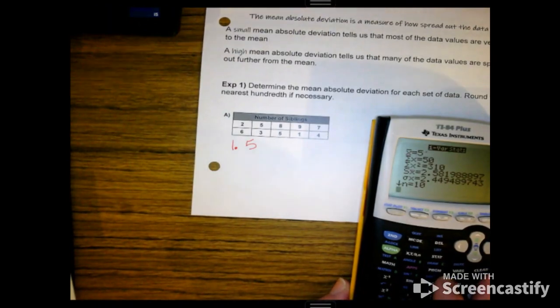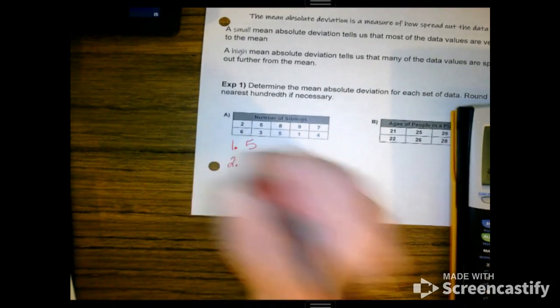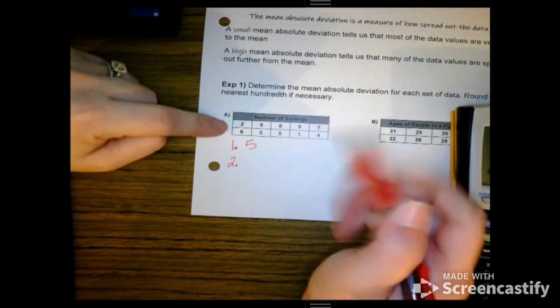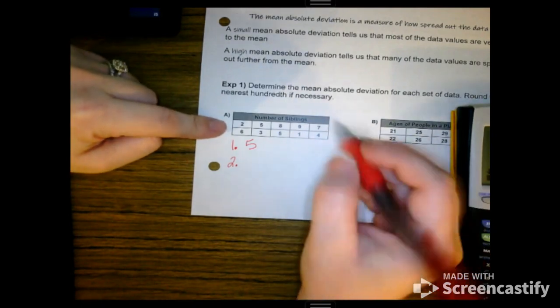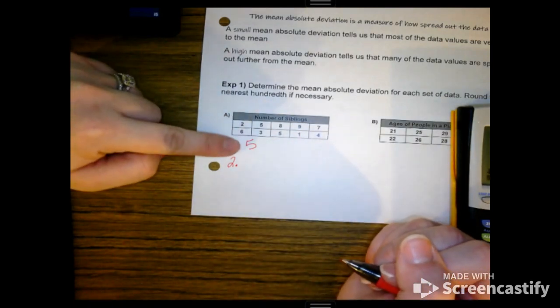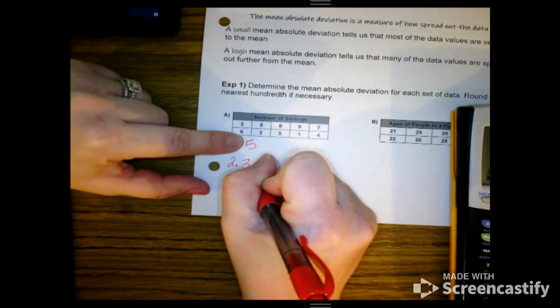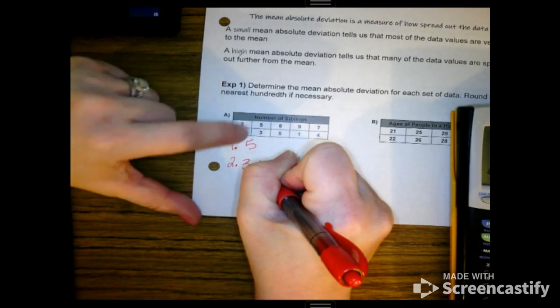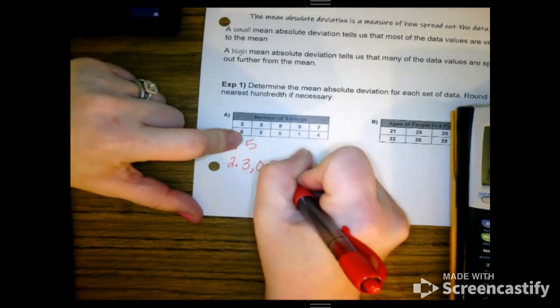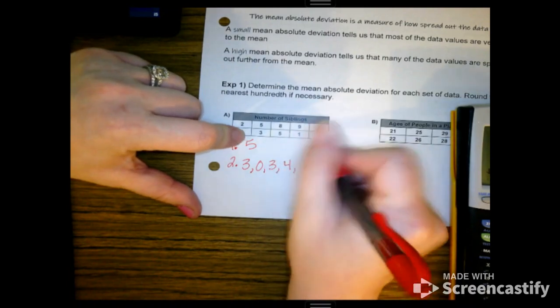Okay, then what does our second step say? It says find the distance each piece of data is from the mean. This is our data. This is our mean. How far away is 2 from 5? 3. How far away is 5 from 5? 0. How far away is 8 from 5? 3. How far away is 9 from 5? 1. How far away is 7 from 5? 2.